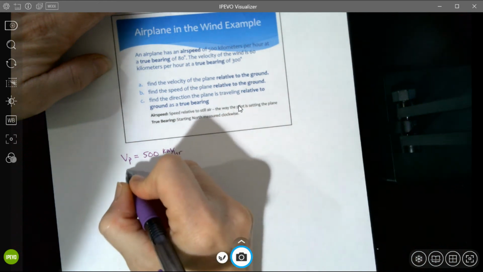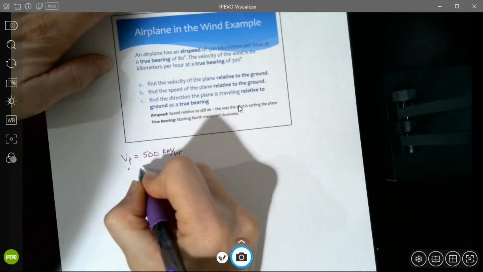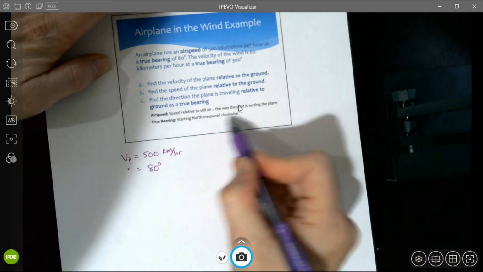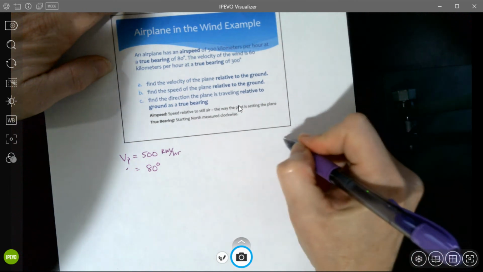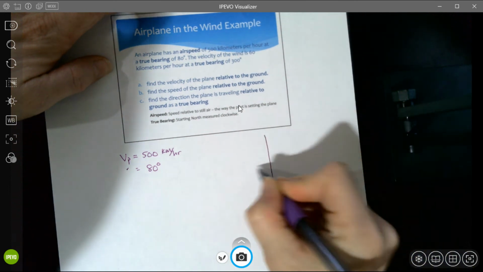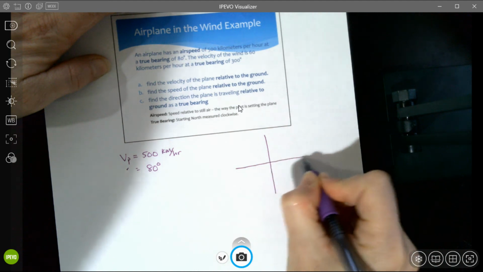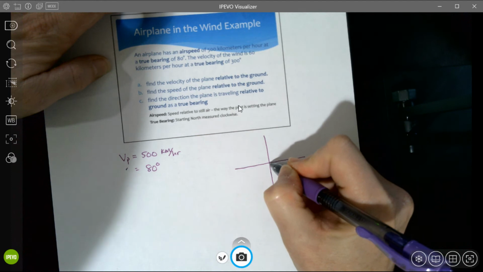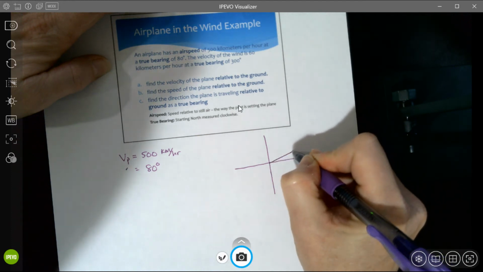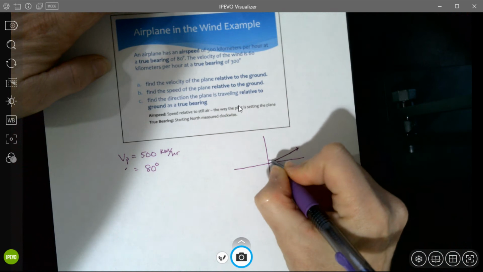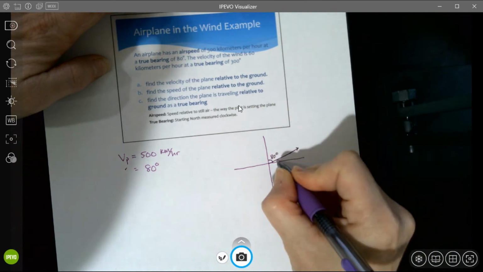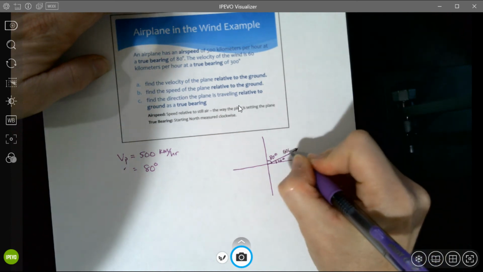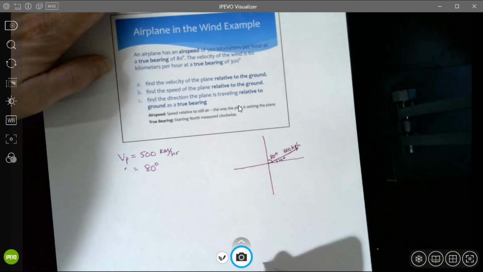and we know that the angle of the plane is 80 degrees, and that's a true bearing, so that's starting north measured clockwise. Okay, so I'm going to draw a picture. And that's what the plane is doing. So 80 degrees clockwise. So he's actually heading pretty much this way. This angle is 80. That makes this angle 10. Always good to know. And we know that he's going 500 kph, kilometers per hour.